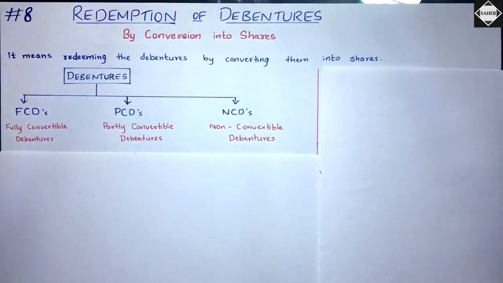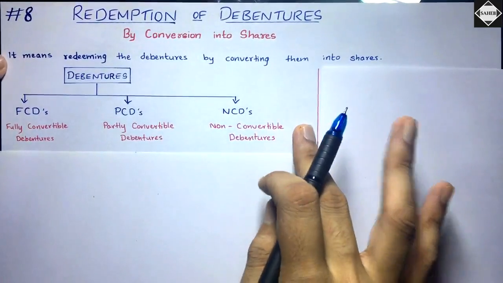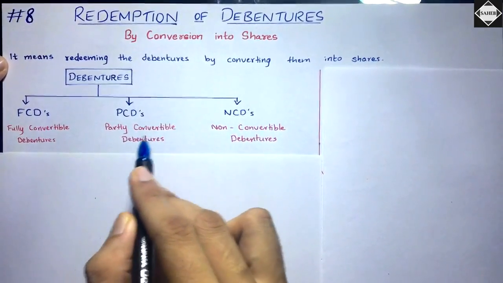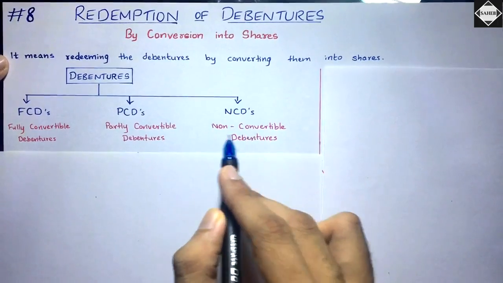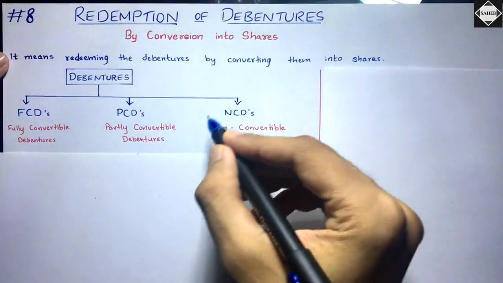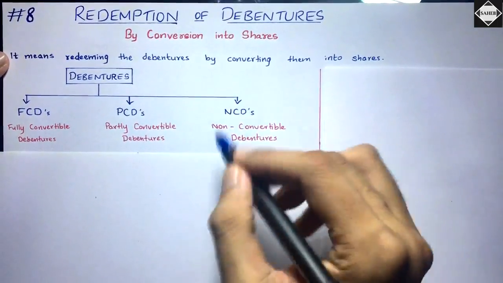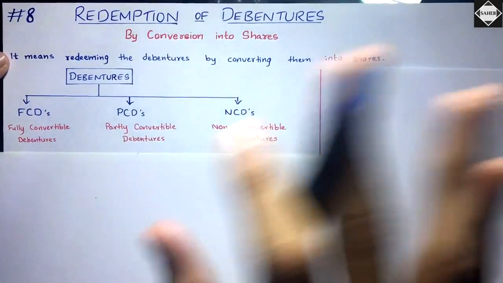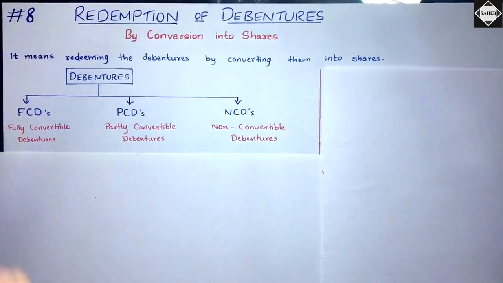See this chart, it's very simple. Debentures on the basis of convertibility can be categorized into 3: FCDs, fully convertible debentures; PCDs, partly convertible debentures; and NCDs, non-convertible debentures. Here in this method we are completely ignoring NCDs, because we are talking about conversion and here the conversion doesn't happen. Leave this, it's completely out of the picture. Come to these two, FCDs and PCDs.